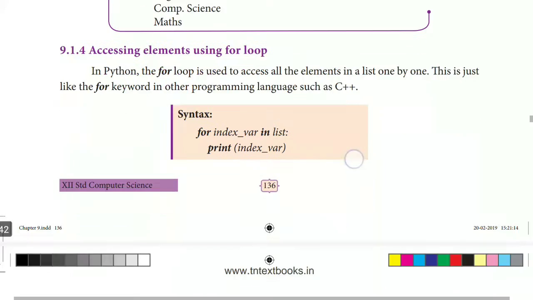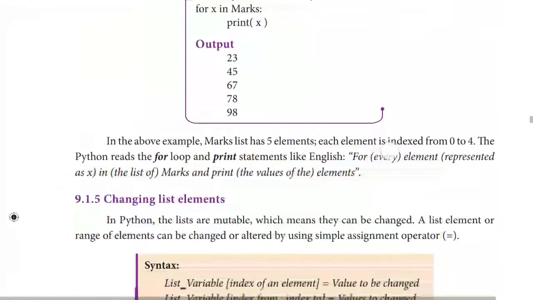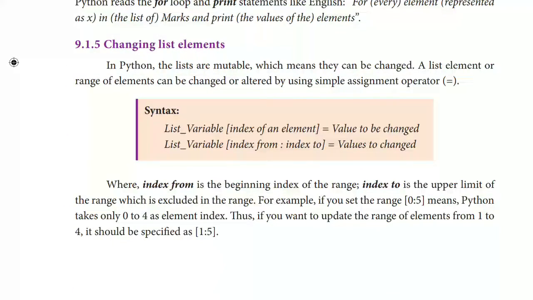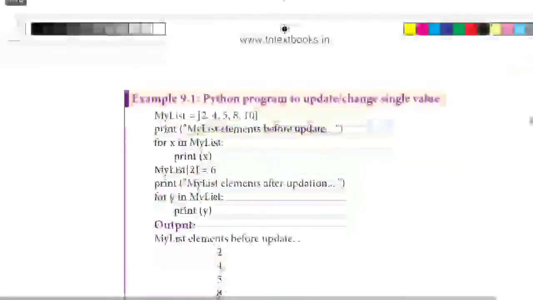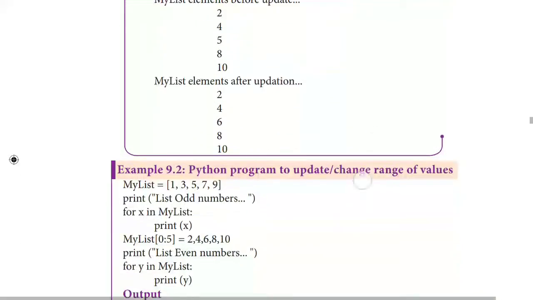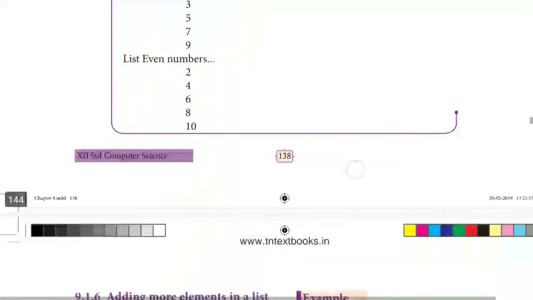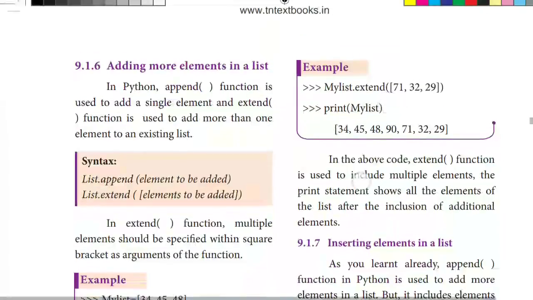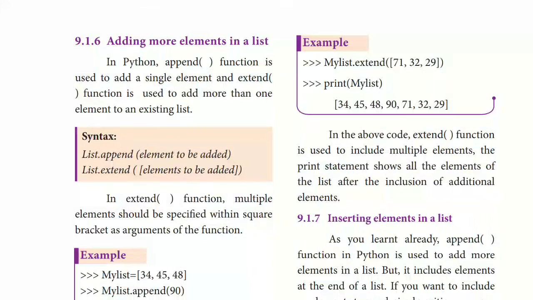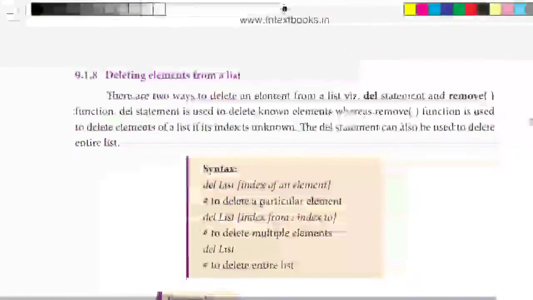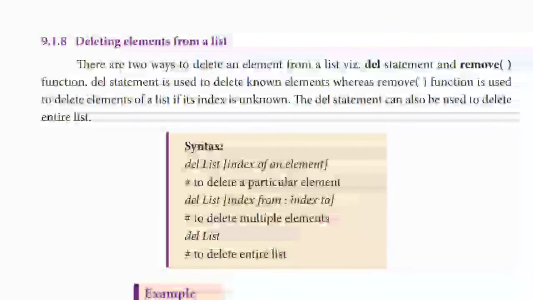And using for loop we have seen how to access the list, and we have seen changing list elements by using index methods. We also saw some functions to add elements: insert, list dot append and list dot extend methods in the previous class. So today we are going to see deleting elements from a list.